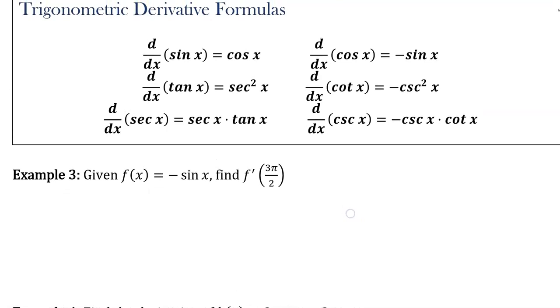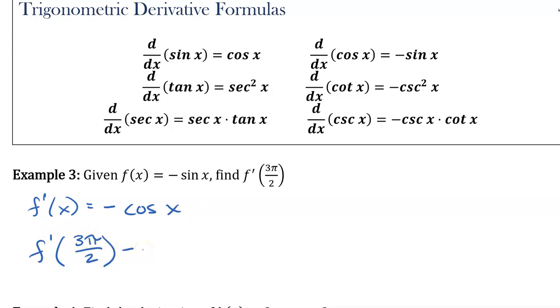So let's take a look at this first one. If f of x is negative sine x, find the derivative of f as it applies to 3 pi over 2. Okay, well, the derivative of sine x is cosine x, so f prime would be negative cosine x. Then we would want to apply that to 3 pi over 2. Well, that'd be negative cosine 3 pi over 2.